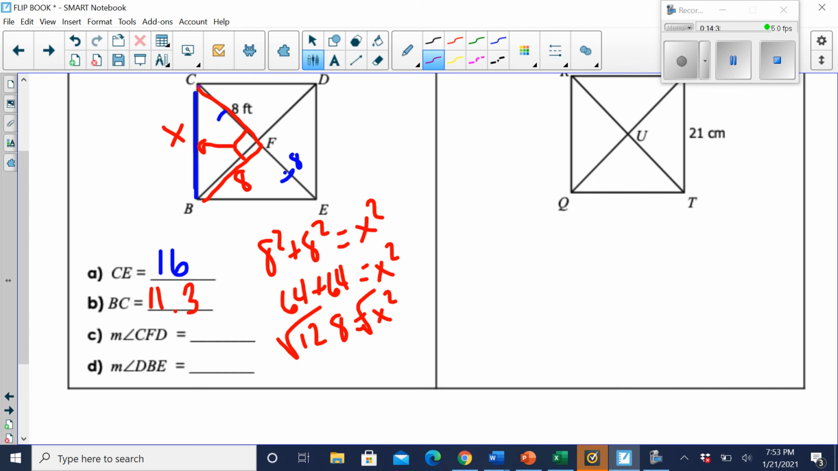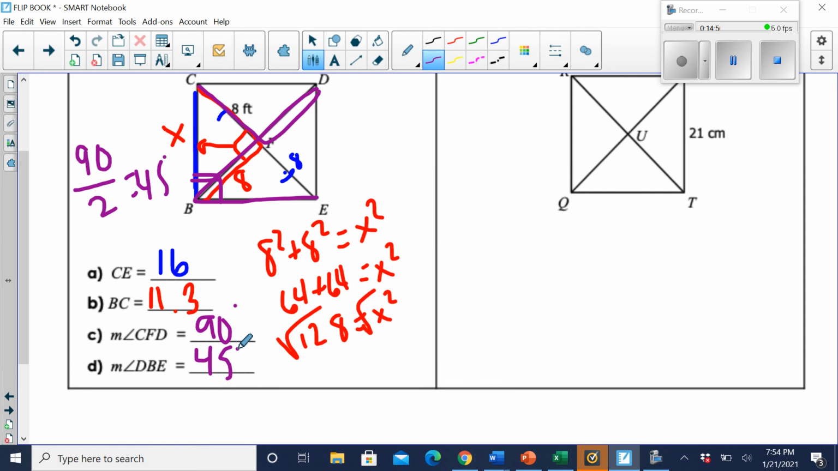Okay, next angle it asks me for is angle CFD. If I trace for you CFD, well, it's around the center, so it's got to be 90 because the diagonals are perpendicular. The last one says angle DBE, and we kind of talked about this on the last slide. If this angle is 90 degrees, but the diagonal bisects the angle, when I cut it in half, I'm going to end up with 45 degrees for that missing angle.